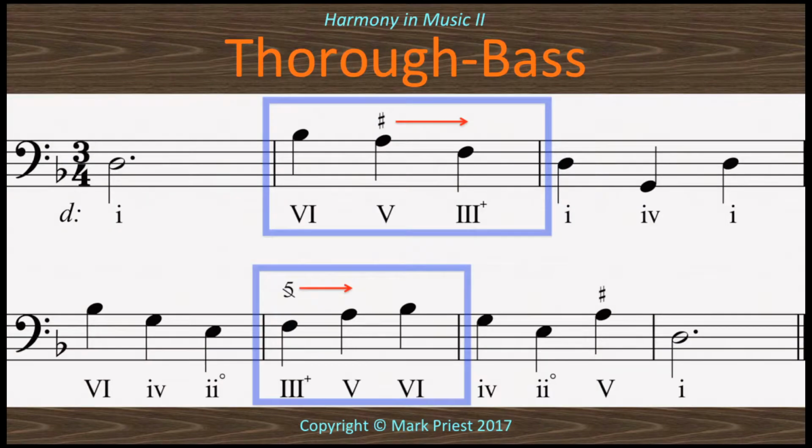Now for the entire thorough bass line. You will notice that bars 2 and 5, with the boxes around them, are identical with the 2 examples we just analyzed. A 6-5-3 chord progression and a 3-5-6 progression. Listen.